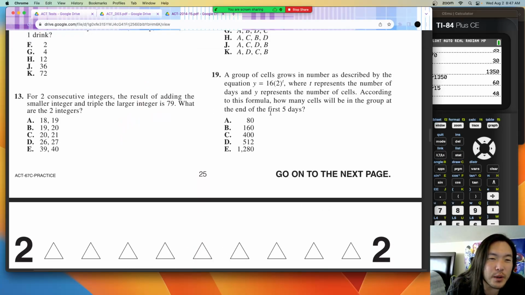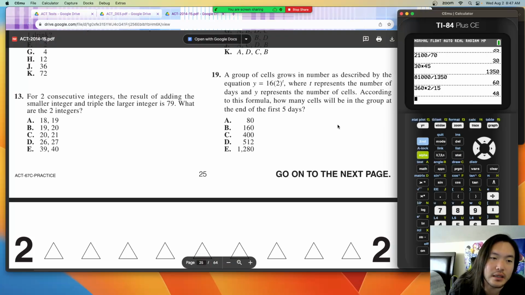A group of cells grows in number as described by the equation y equals 16t 2 to the t, where t represents the number of days and y represents the number of cells. According to this formula, how many cells will be in the group at the end of the first 5 days? Well, this is very simple. Again, they give you an equation, they give you a number. What do you think they want you to do? They want you to plug the number into the equation, right?